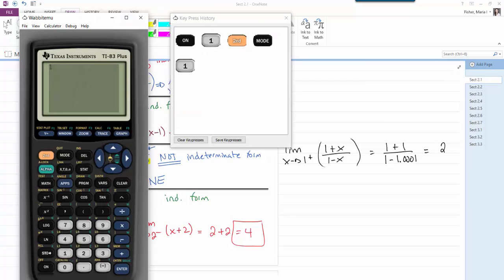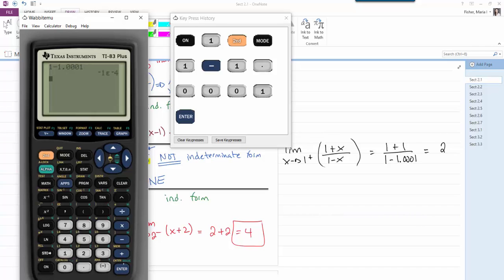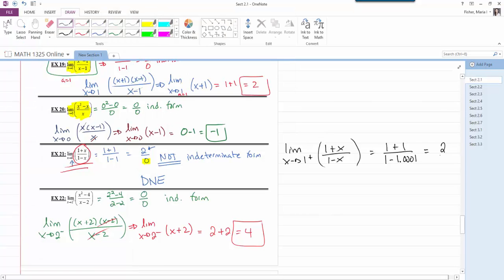If I take 1 and I subtract it from 1.0001, I end up with negative, and again that means just 4 decimal places. So this is going to be a negative tiny number: negative 0.0001. So again, you have a positive number over a negative tiny number. And anytime you have something positive over negative, it's going to be negative. And again, remember that it is going to be either positive or negative infinity. So we end up with negative infinity.